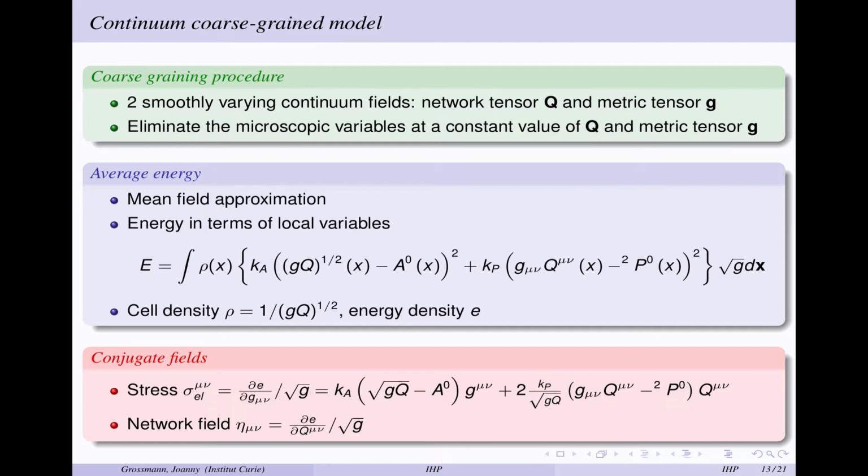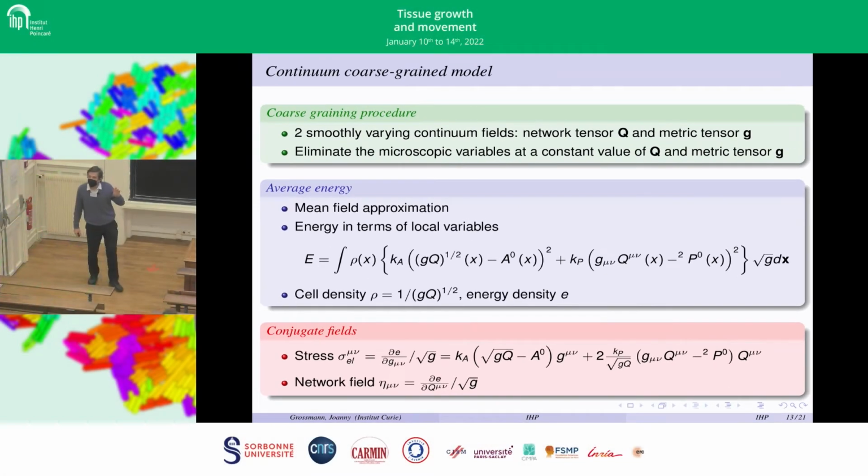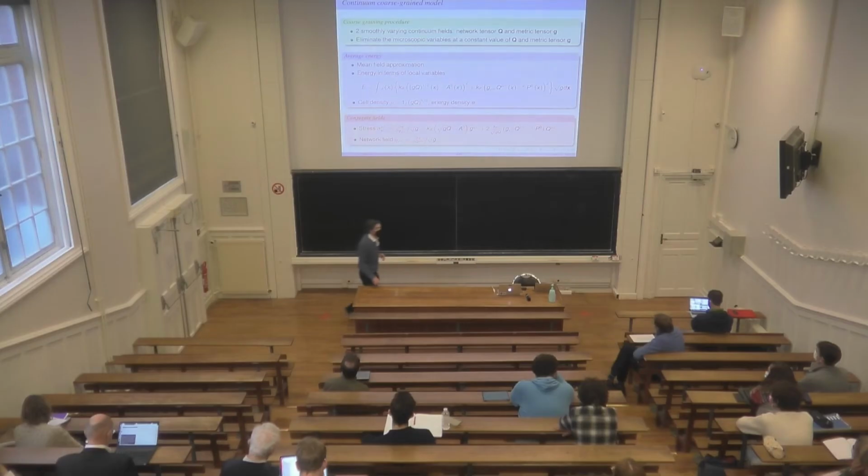So I have two fields, and I can calculate the conjugate fields. The conjugate to G is a stress. So if you take the derivative of the energy density, which is everything before the dx, you get the stress. And there is a field which is conjugate to this network tensor that I call the network field. If I look at the minimum of the energy, these two fields should be zero because they are exactly equal to the derivatives of the function.